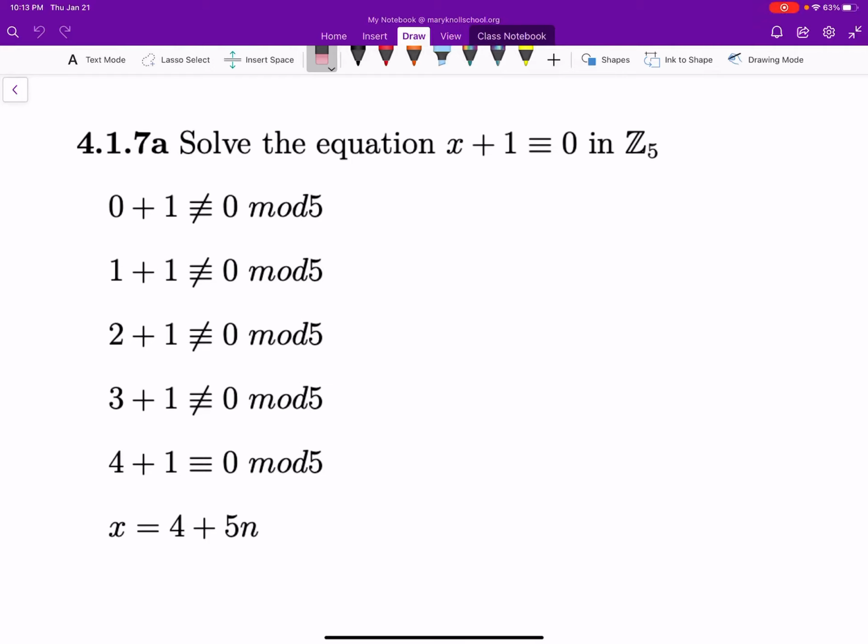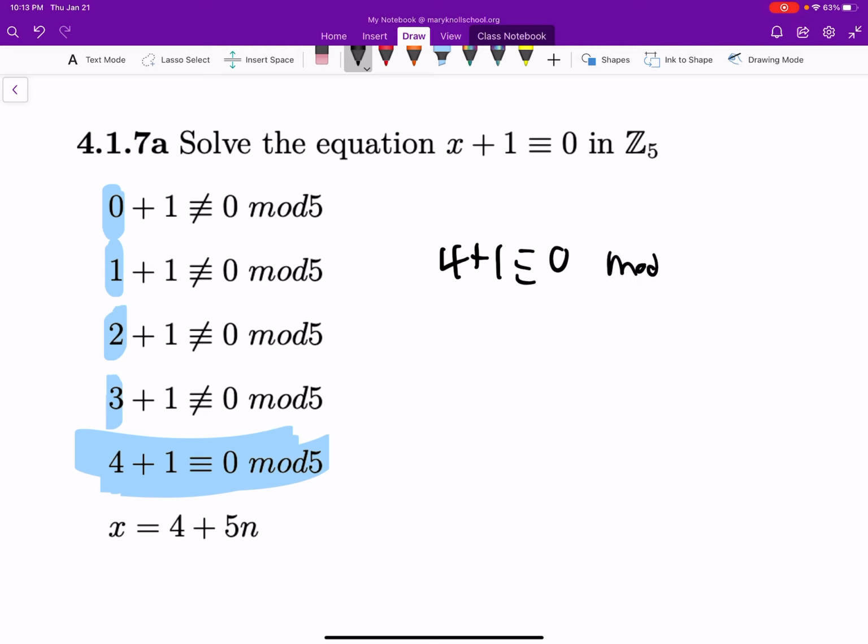4.1.7a. So this one's pretty straightforward. We just plug in all the values of Z5 into x and we see which ones work. Turns out that this one works. And so you could say that 4 plus 1 is equivalent to 0 in mod 5 or in Z5.